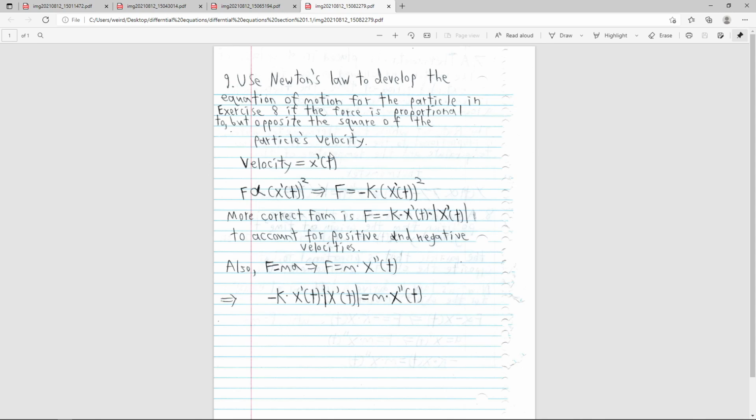When we used the velocity knowledge, we included x prime of t, because the force is proportional to but opposite the square of the particle's velocity. This is basically velocity squared, but it's x prime of t because we want everything in terms of the position function. Then we also have F equals m times x double prime of t, and you combine the two equations into one: negative k times x prime of t times the absolute value of x prime of t equals m times x double prime of t. Good thing we don't have to solve that. If we were to solve for the original x of t, it would be a complicated equation. Often that's the solution you're looking for, but we don't have to worry about that. And that's it for this section.